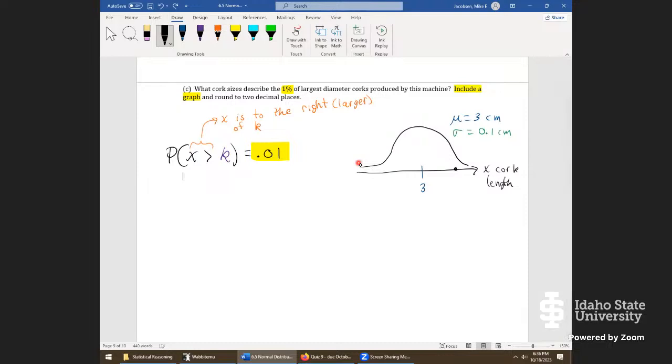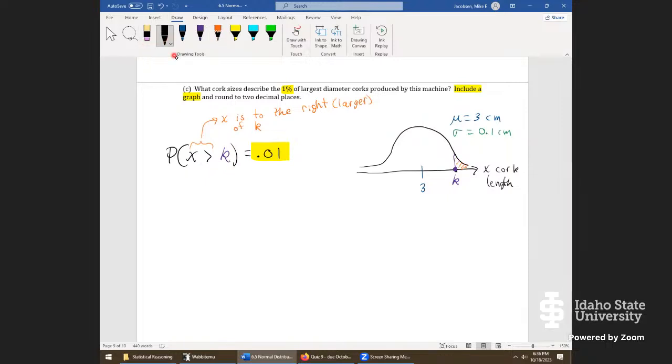We put it, say, right here. Oh, that's the wrong color. Let me try again. We put it right here into the far right. Then we're saying X is to the right of K. So we are shading in this location. Not too much to shade there. But in the probability statement, it's saying probability that X is to the right of K is 0.1.